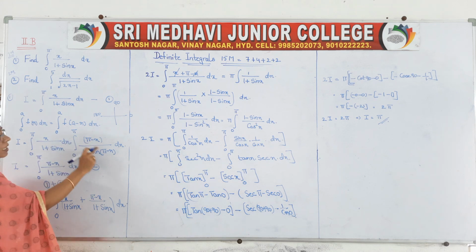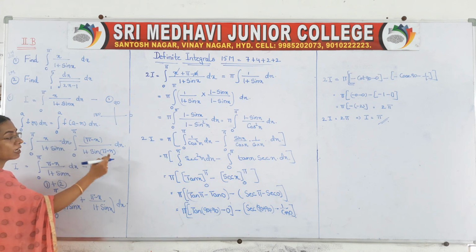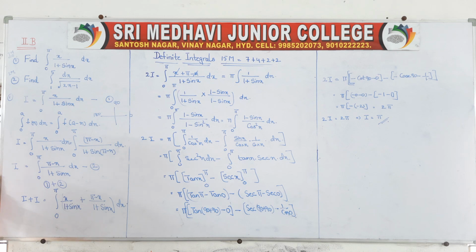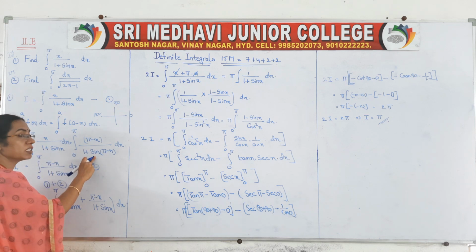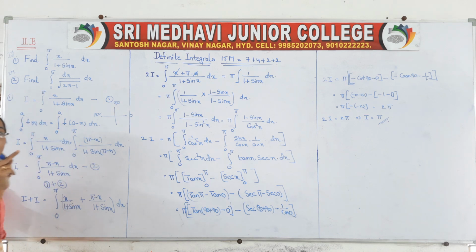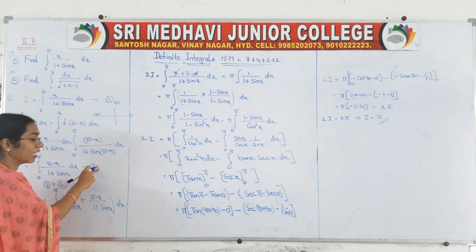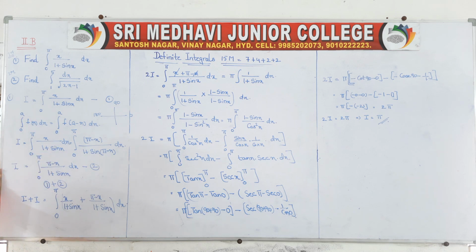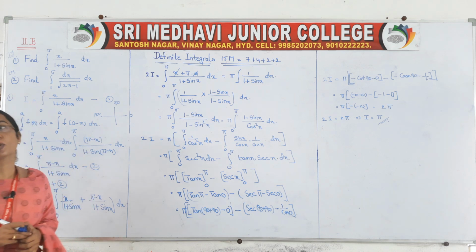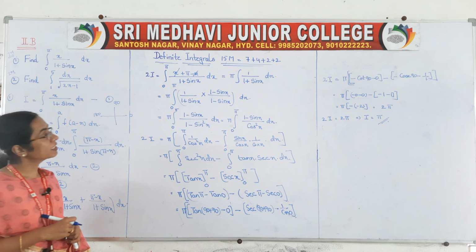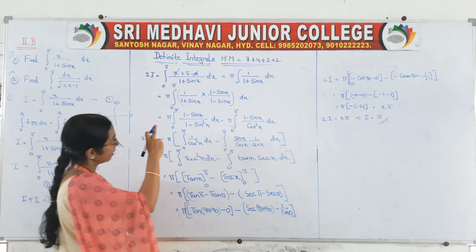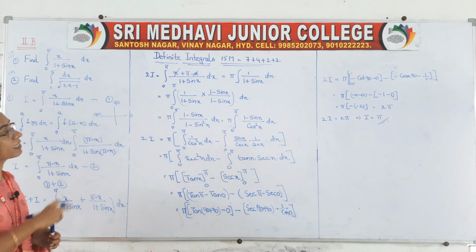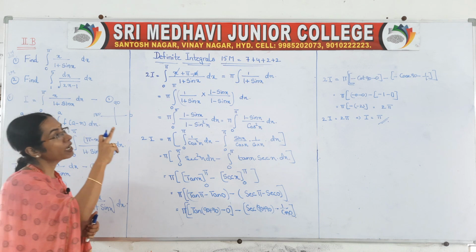Then here 180 minus theta, which quadrant? Second quadrant. Sign is positive, and for 180 minus theta the ratio does not change, sine remains sine only. That will be considered as the second equation. Then you add the first and second equations and try to get your I value. How will we get that value? If you add, x and minus x cancel, and we get pi into the integral of 1 by 1 plus sin x.